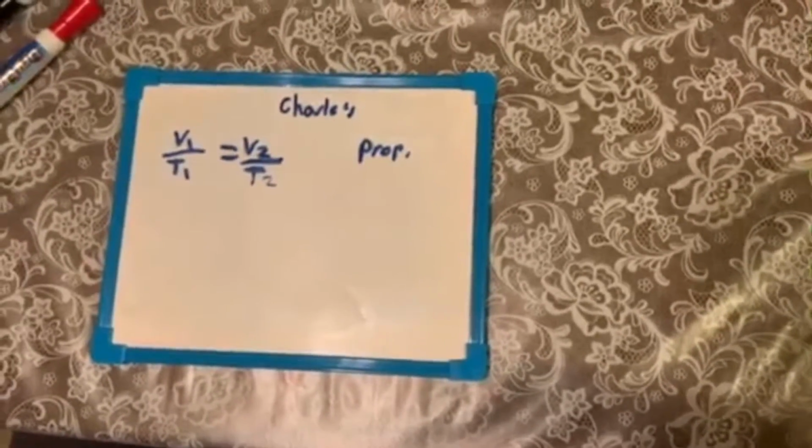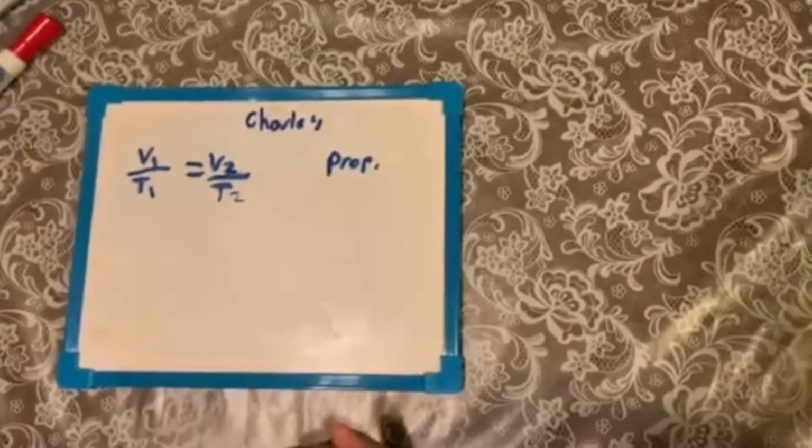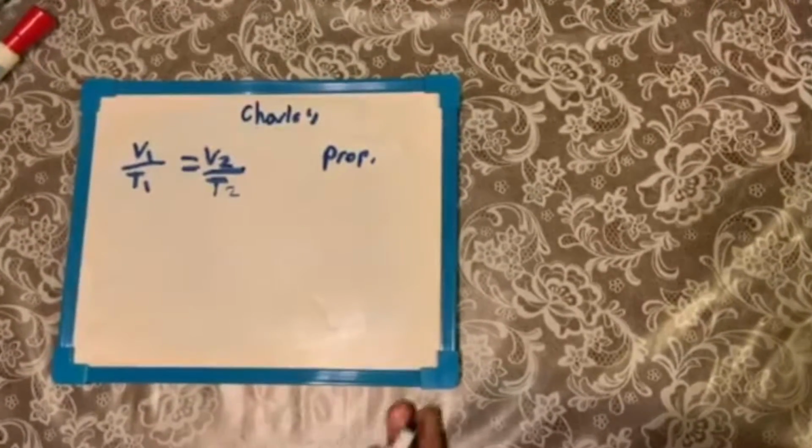And since in Gay-Lussac's law, volume has to be constant, in this one, since pressure isn't in the equation, pressure has to be constant.